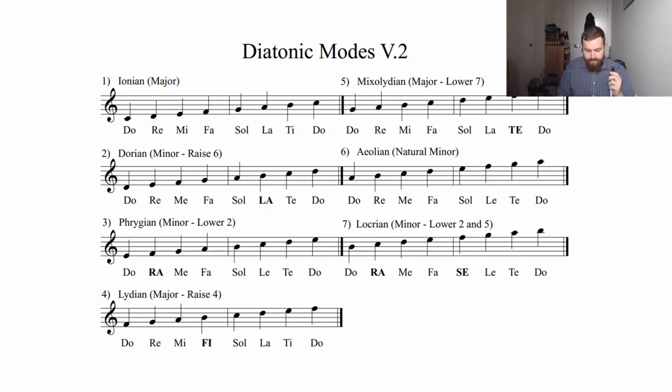Okay, Phrygian, here's E. Okay, it's like mi from our relative Ionian. Here's E. Let's do Phrygian. 1, 2, half note.